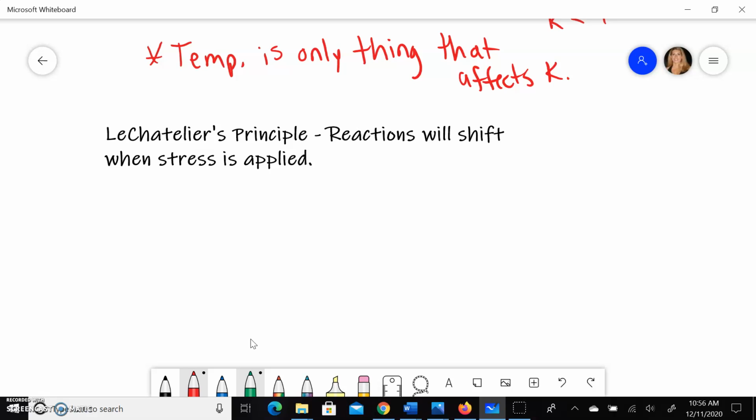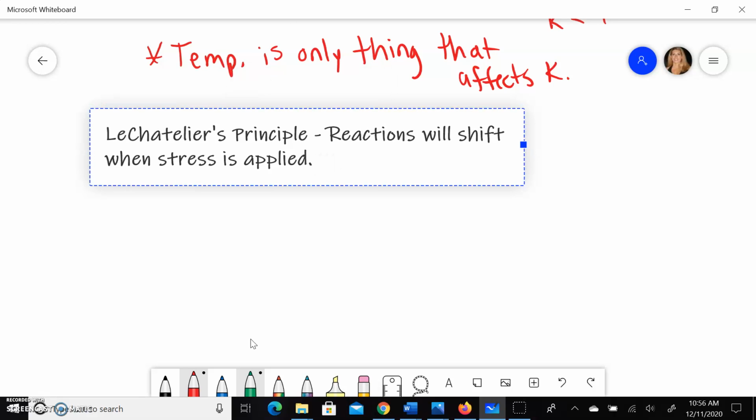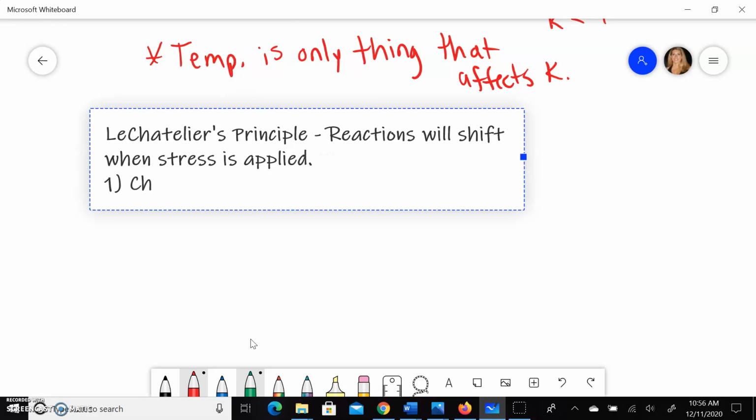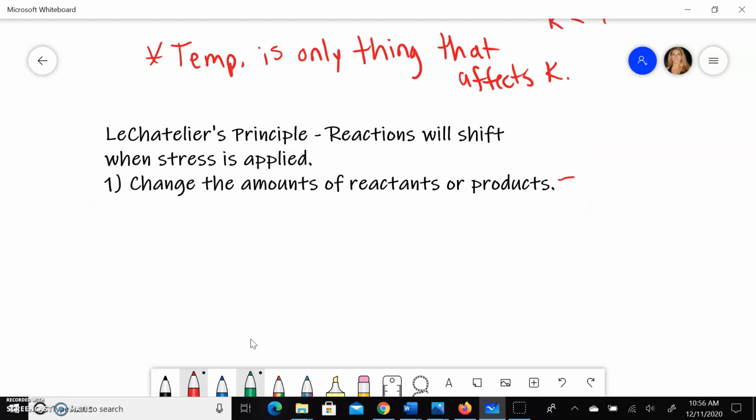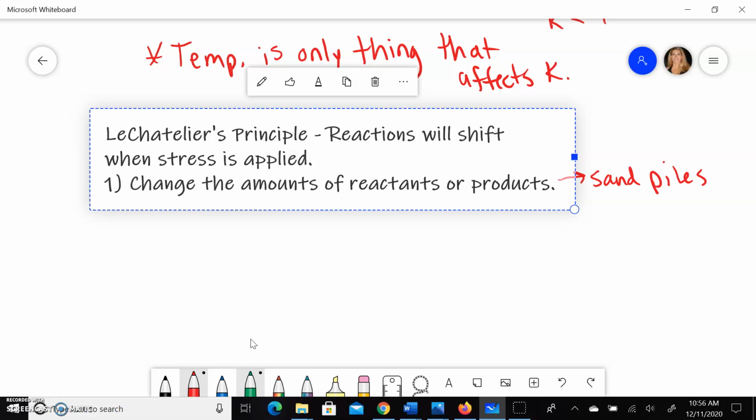And when I say put stress, there are 3 things you can do. You can change the amounts of reactants or products. So you can add things, you can take them away, and when we did it in class, we talked about the sand piles. So picture your hands as a sand pile, and one is going up, and remember it always shifts towards the shorter sand pile.